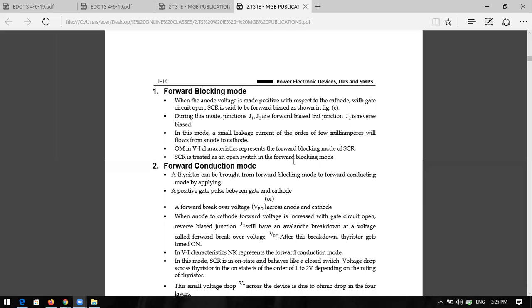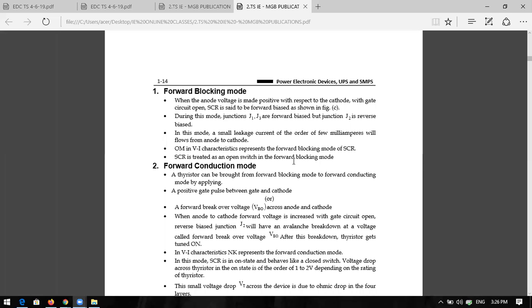What is the forward blocking mode? When the anode voltage is made positive with respect to the cathode, with the gate circuit open, the gate voltage is not applied, and the SCR is said to be forward biased. Anode voltage is positive, cathode is negative and gate is open. During this mode, junctions J1 and J3 are forward biased and junction J2 is reverse biased. In this mode, a small leakage current of the order of a few milliamperes flows from anode to cathode.